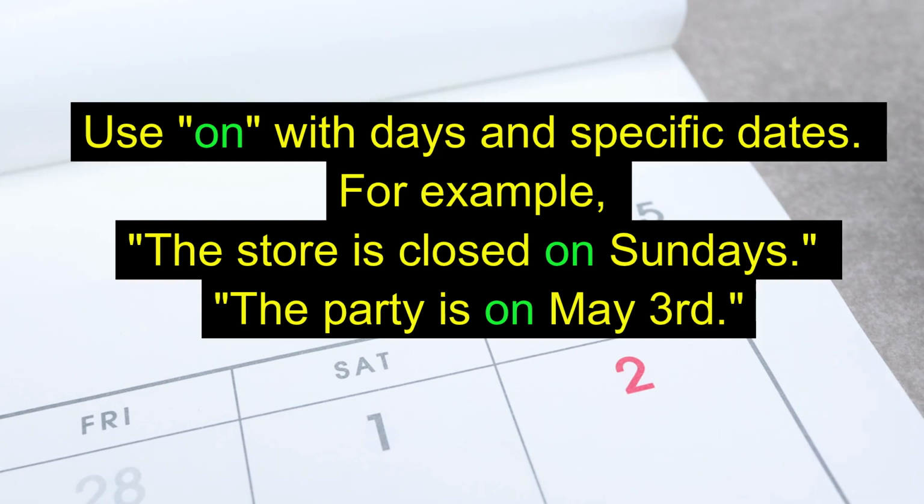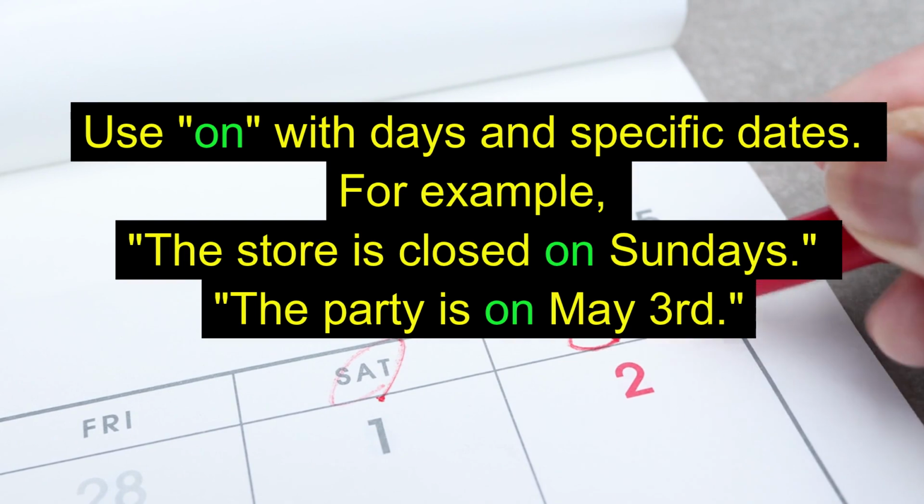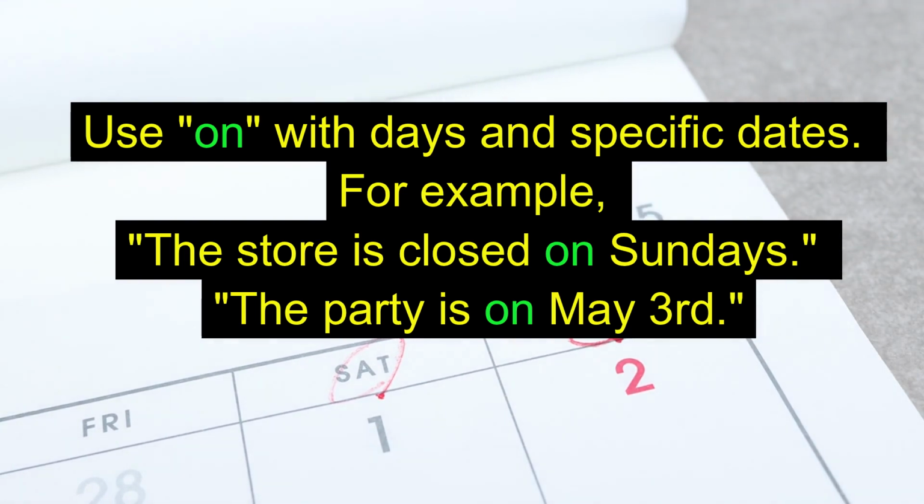Use on with days and specific dates. For example, the store is closed on Sundays. The party is on May 3rd.